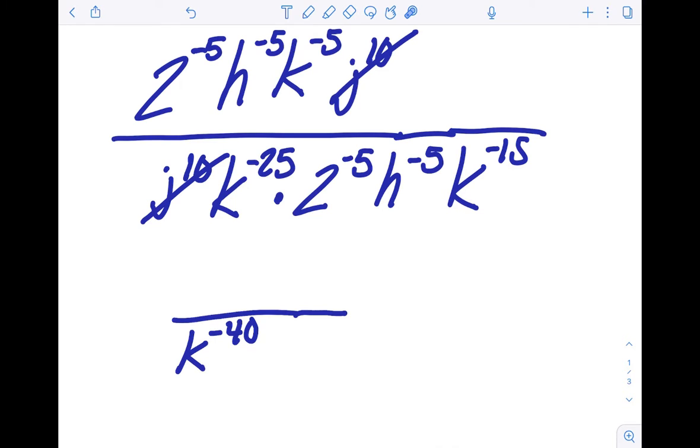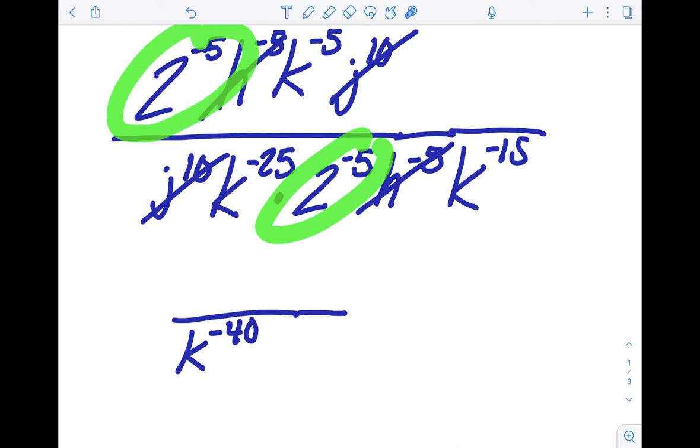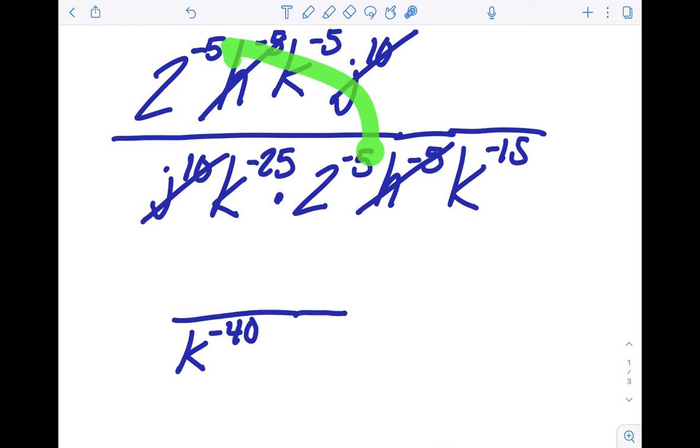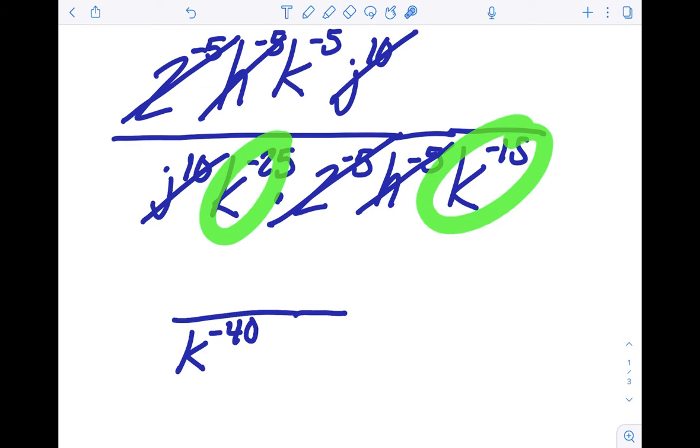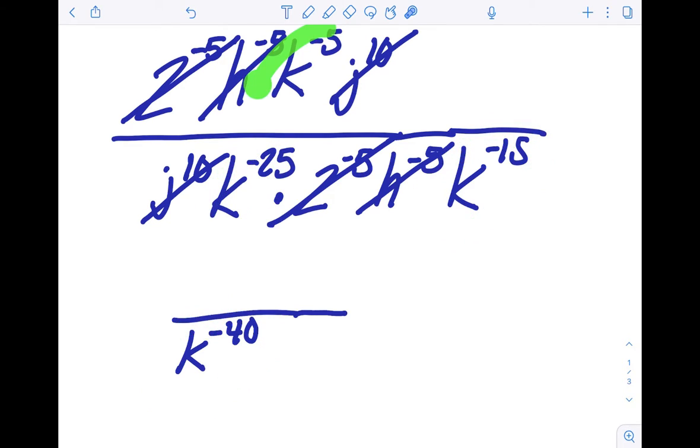Okay, what else do I have? I have this h to the -5 and this h to the -5. -5 minus -5 is 0 as well. So these eliminate. I have these two, 2 to the -5 and 2 to the -5, so I have to subtract negative 5 minus negative 5. Those cancel out, 0. So I'm left with, well, these two combine to be k to the negative 40, right? So up top I have k to the negative 5. Like this.